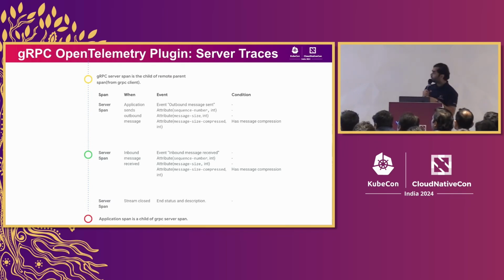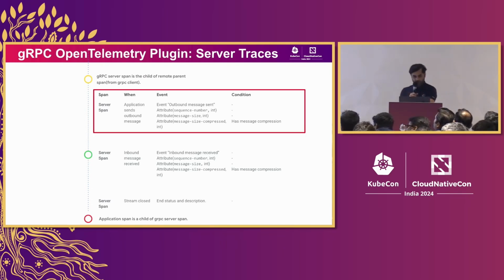So here we basically show a server span captured by OpenTelemetry during a gRPC call. As you can see, OpenTelemetry automatically instruments gRPC, and you can see the message flow and the timing based on these events. The outbound message sent, for example, marks when the server sent a message to the client, to respond, okay, I got the request. And OpenTelemetry captures useful attributes here, like the sequence number, message size, and whether it was compressed.